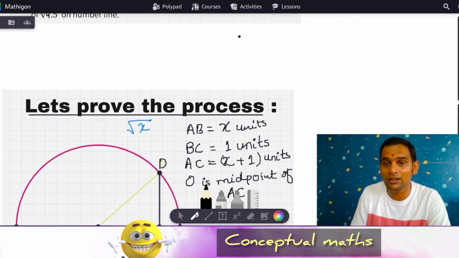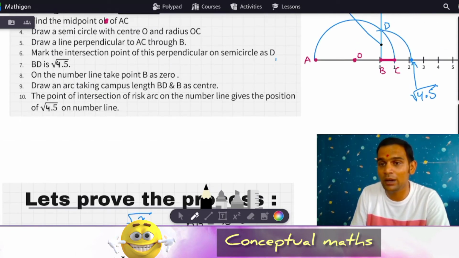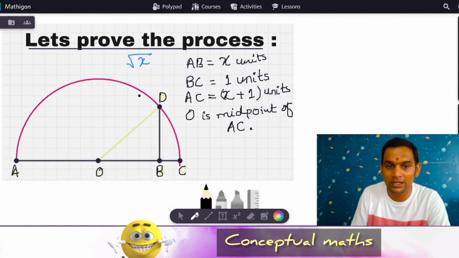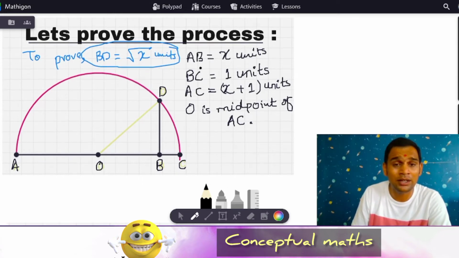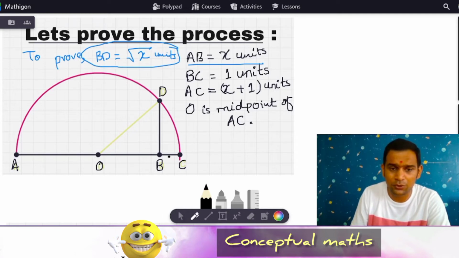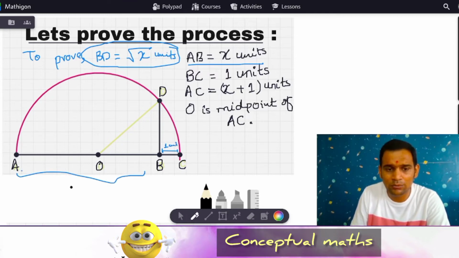Now, according to the final result of the process, this BD was square root of 4.5. That means over here also BD equals square root of x units. That is what we have to prove. Yes, I will write it as 'to prove'. If we are able to prove that, we are done with the answer. What is given to us? That AB is equal to x units. That is what we have taken. BC is 1 unit. And then AB is given to be x units.